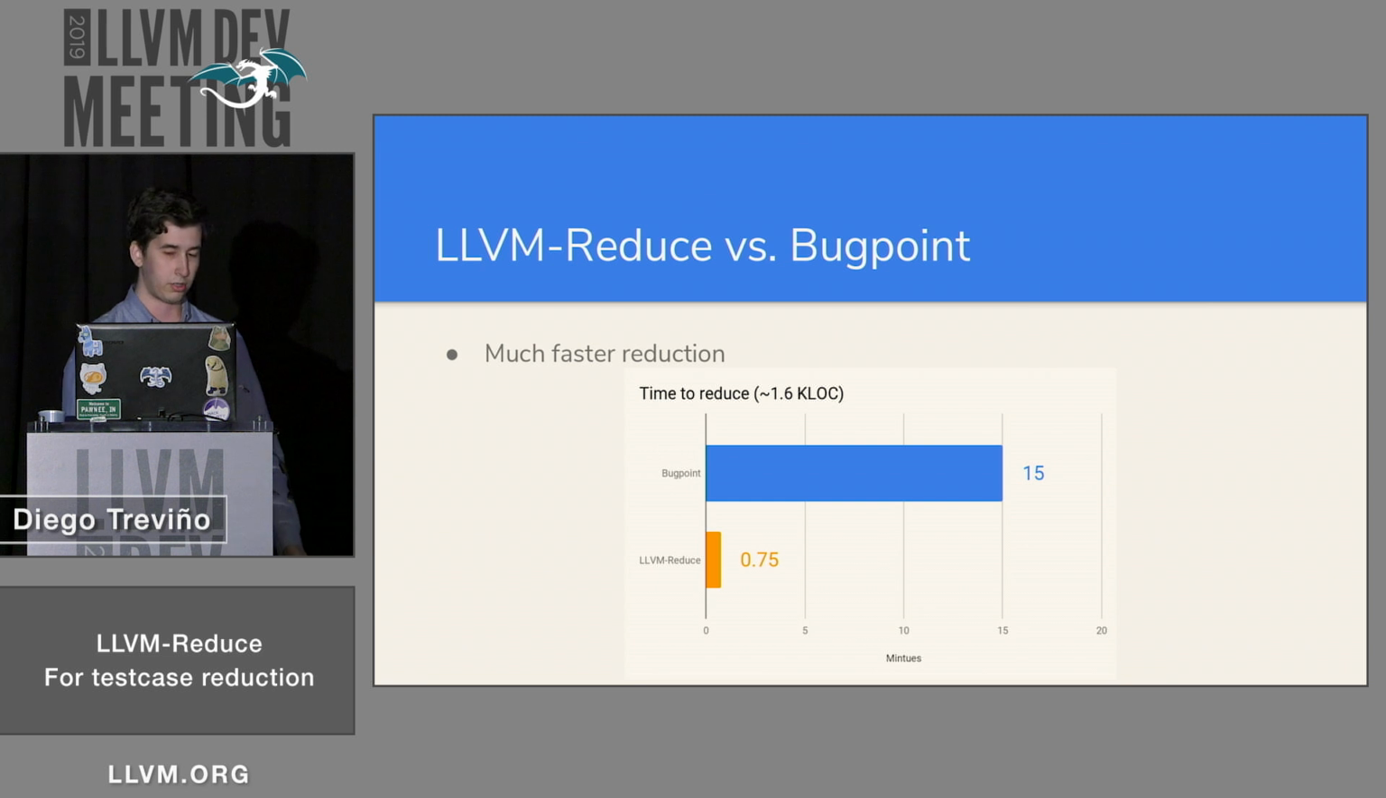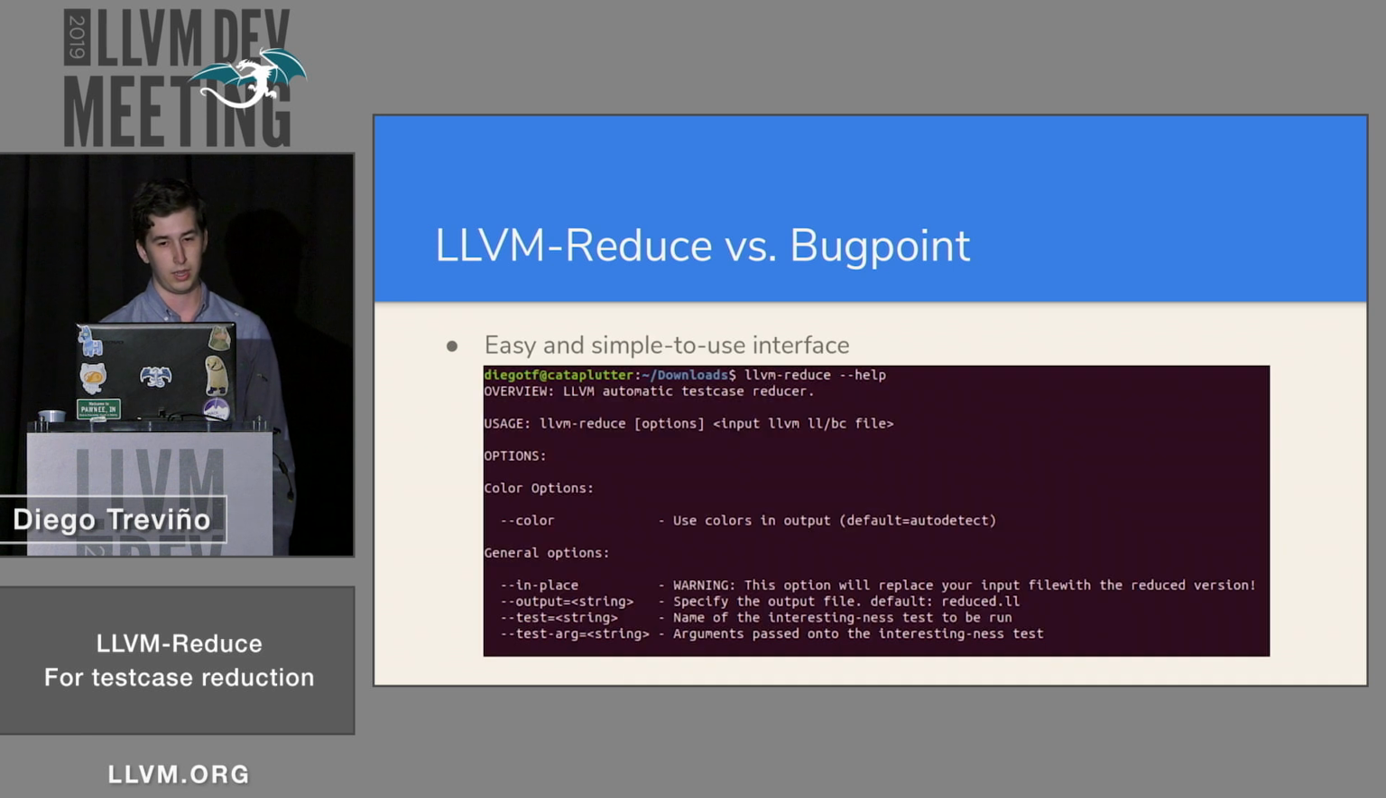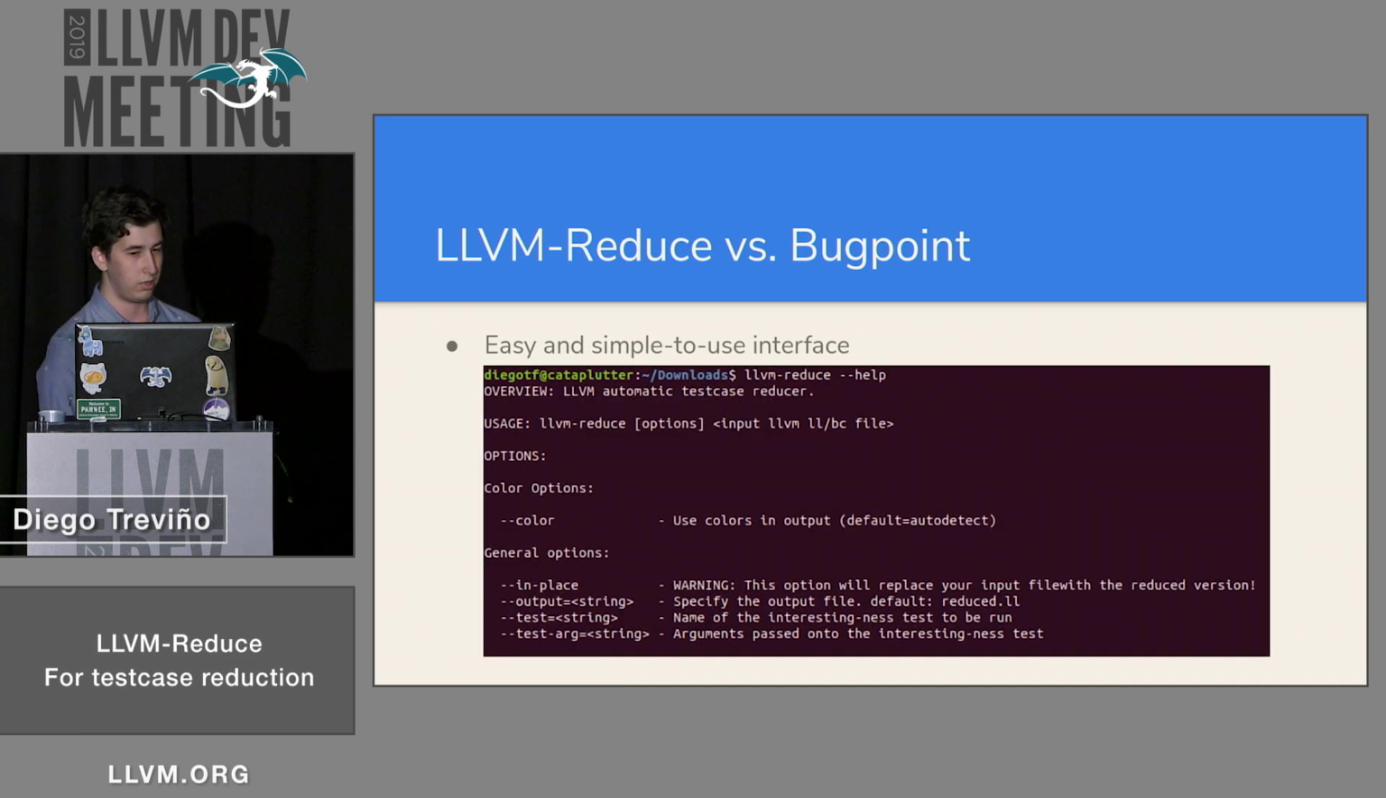And for the second test case, bugpoint took 18 hours, not minutes, hours, to pretty much not produce anything. And LLVM-Reduce, although it was 2 hours, which is pretty bad, it's still better than bugpoint's performance. As well, bugpoint really doesn't reduce arguments, unused parameters, and so on. So there's some better reductions in place. And well, finally, it has a much easier interface.